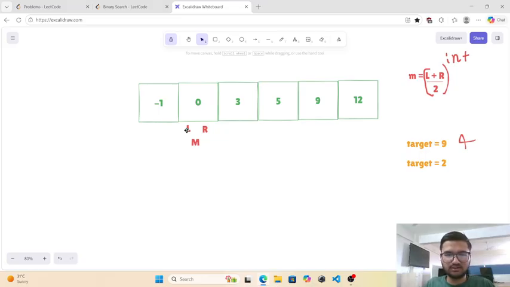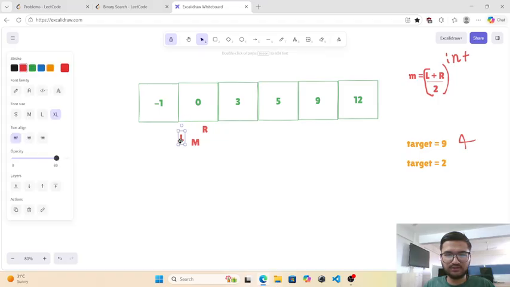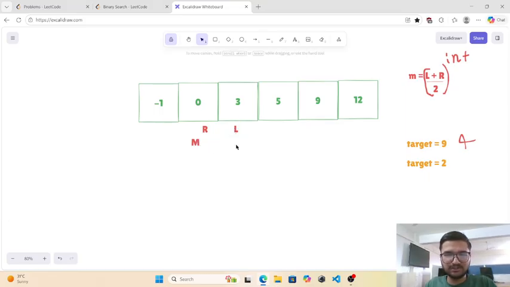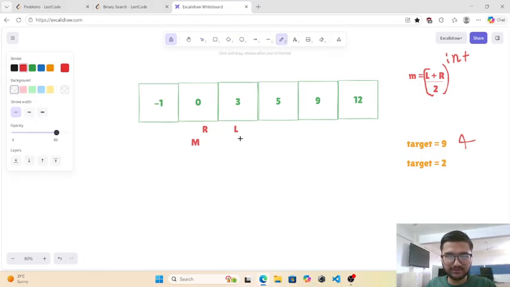Sorry, we have to move L to the right hand side because 0 is less than 2. So the right hand side moves to the m plus 1th index. Then we have checked L: L is greater than R because L's value is 1 and R's value is 0, and L is greater than R, then this function is over.